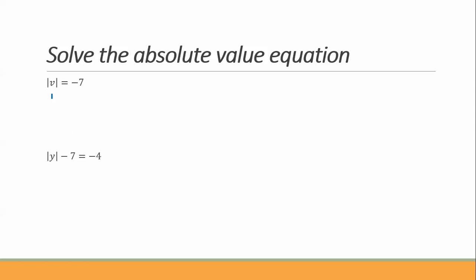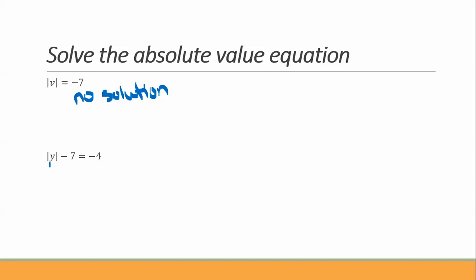Now let's think about this one. The absolute value of v is equal to negative 7. Remember, absolute value is distance from 0, so the distance from 0 of something is negative. There's no solution, because we can't have a distance equal to a negative number.